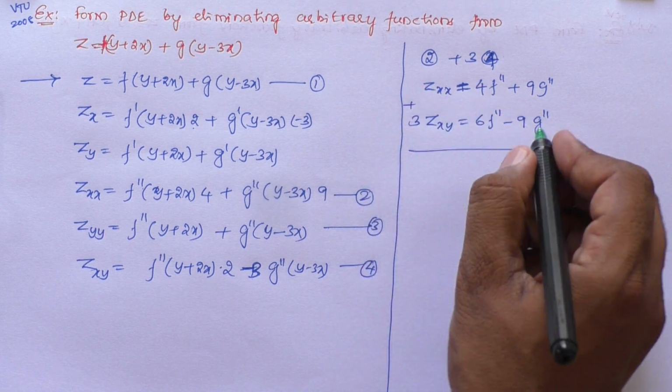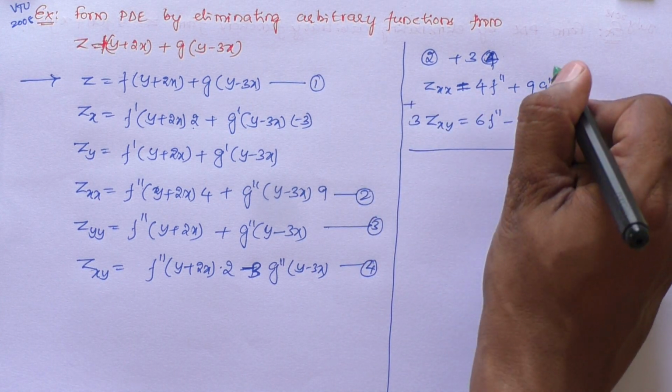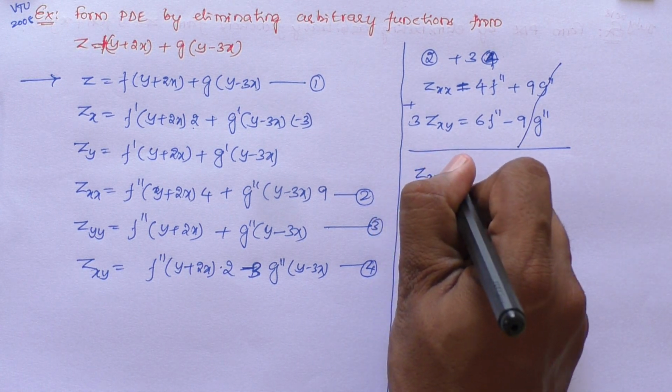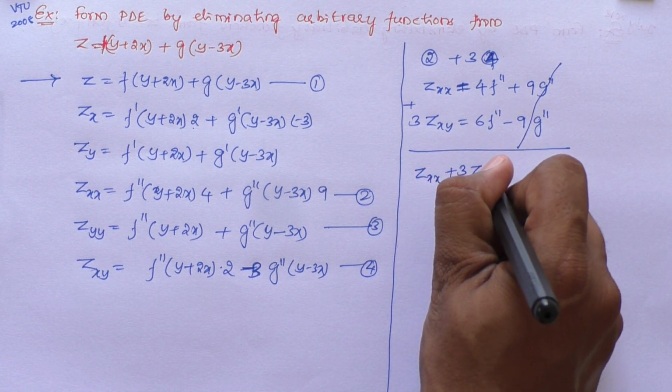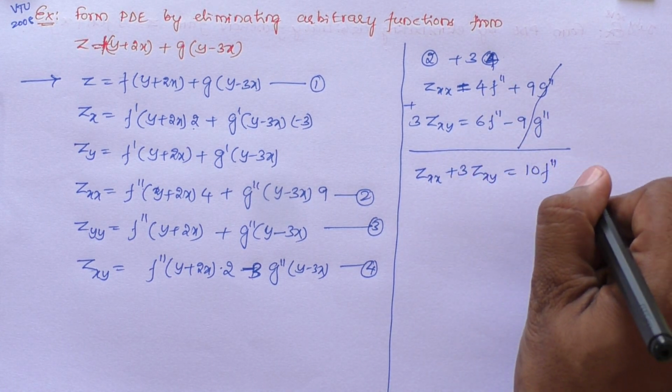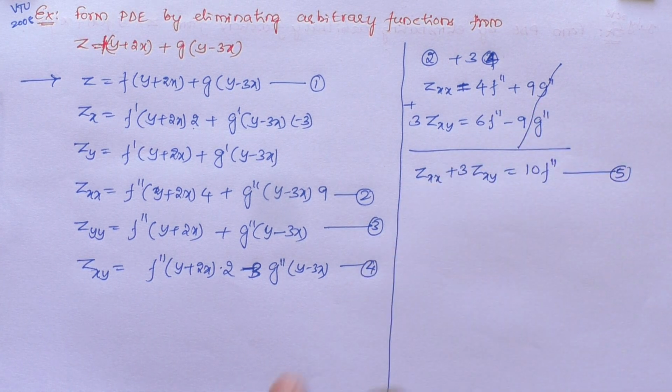So when you add both, 9 g double dash minus 9 g double dash cancels, so zxx plus 3 zxy equal to 4 plus 6, 10 f double dash, you will get. Take this as equation number 5.